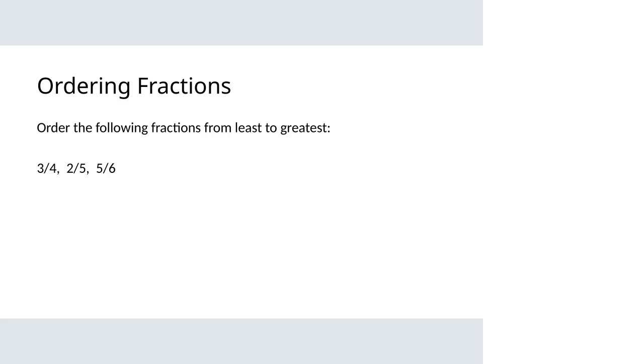If we want to organize those from least to greatest, one of the ways that we can do this is we're going to rewrite these so that they all have the same denominator. We are going to create equivalent fractions, and we're going to create those in such a way that they all have the same denominator. There's a little bit of effort that goes into this. We have to think, what can I write as my new denominator? And I need something that 4, 5, and 6 will all go into evenly.